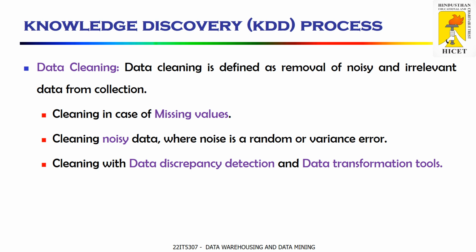The first process, as we have seen in the diagram, is data cleaning. By data cleaning, we remove noise and irrelevant data from the larger collection. Here we have various methods, like filling the missing values by taking the averages, by using the most frequent values, or by using predicted models to fill all the missing values.